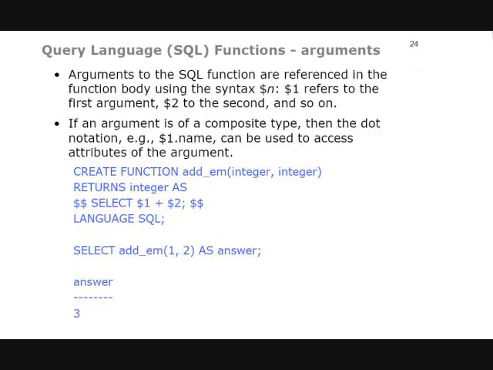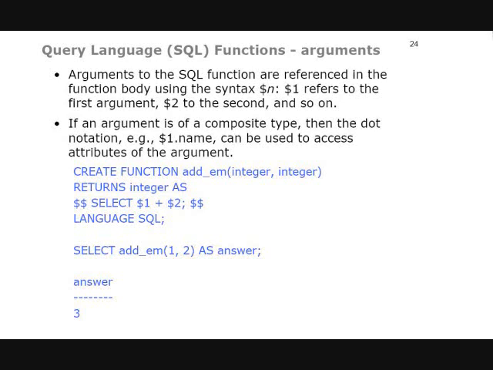Now, when we have arguments, these functions can have input parameters and output parameters, like any other function. And the arguments to the SQL function are going to be referenced in the function body using the syntax $n. So $1 will refer to the first parameter, $2 will refer to the second parameter, $3 will refer to the third parameter, and so on. If an argument is of a composite type, so it has more than one field, then we can use the dot notation. So for example, $1.name, $1.snumber, $1.whatever, to access the attributes of the argument.